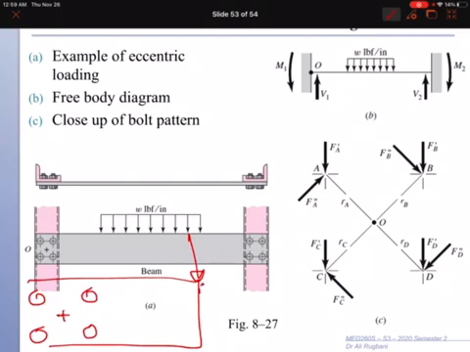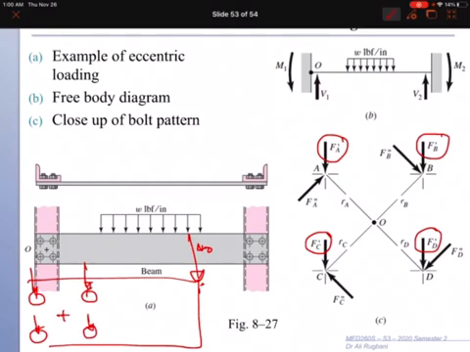So the result of this load, whose line of action doesn't intersect the centroid, will give me the primary load, which can be seen if you look here. This one is the primary load. The primary load is distributed equally between all the bolts. So if you have 4 bolts and you have 40 kilonewton applied at the end, then 40 divided by 4 bolts, each bolt will carry 10 kilonewton.